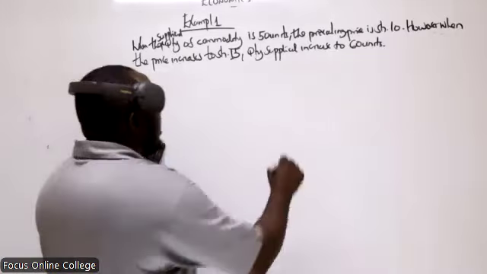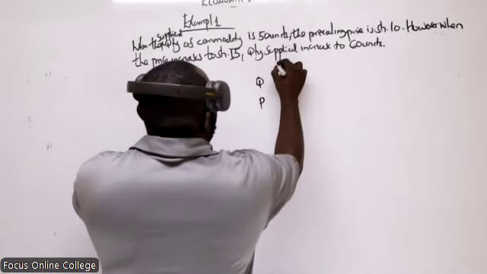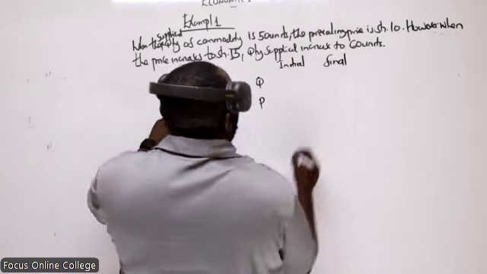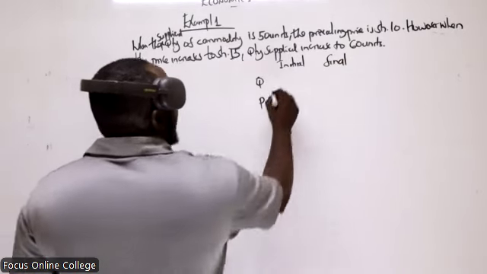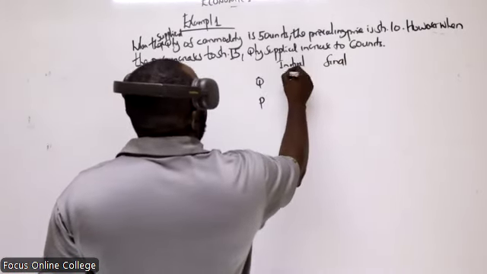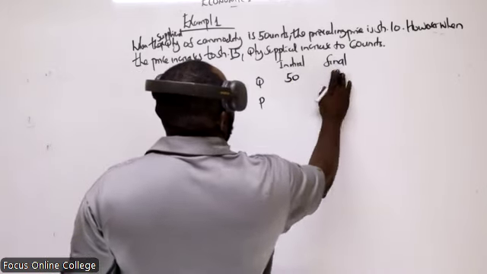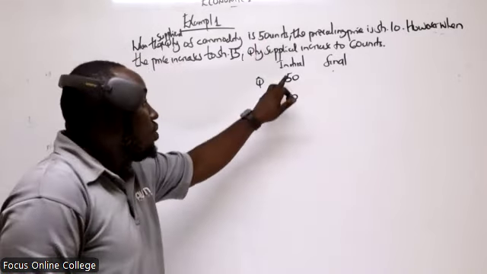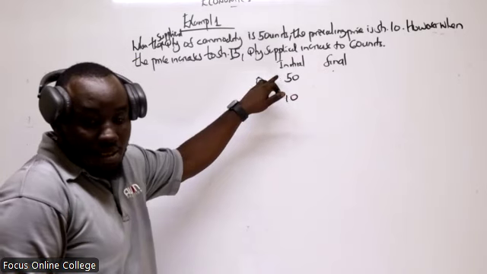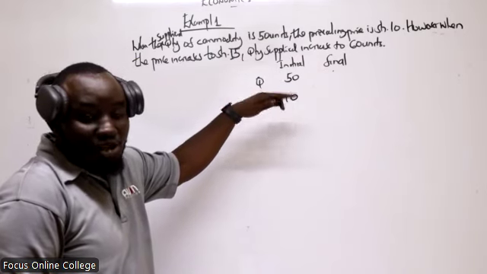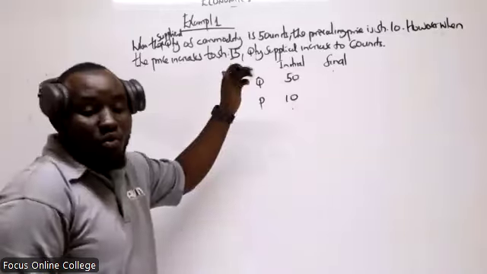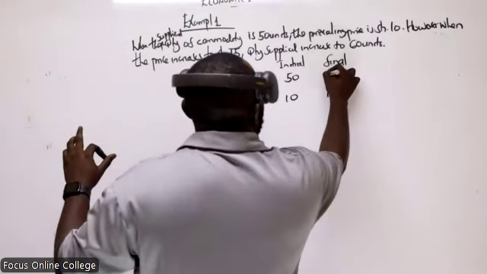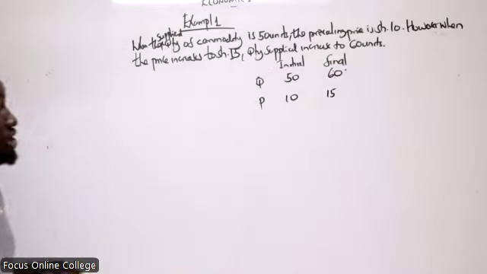So look at what I'm doing. I have Q and I have P. We have the initial and then the final value. When quantity is initially 50, the price is 10 together. This is the initial value. Let me do one, then you try. When you increase the price to 15, now quantity becomes 60. I'm going to use the two methods.